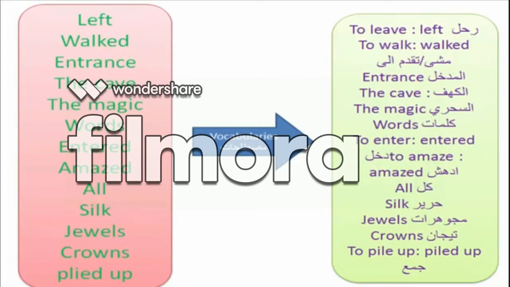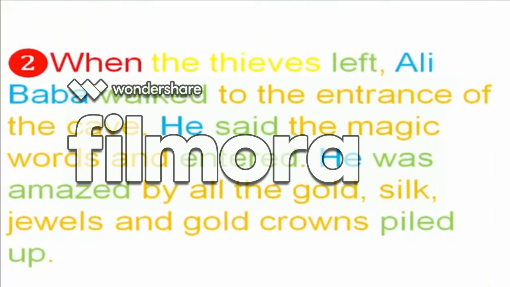Now let us read again to translate and explain word and sentence by sentence. Let us enjoy. When the thieves left. عندما رحل اللصوص. When عندما. The thieves اللصوص left رحلوا. عندما رحل اللصوص. When the thieves left. علي بابا walked to the entrance. مشى علي بابا إلى المدخل. تحرك في اتجاه المدخل. Walked to the entrance of the cave.